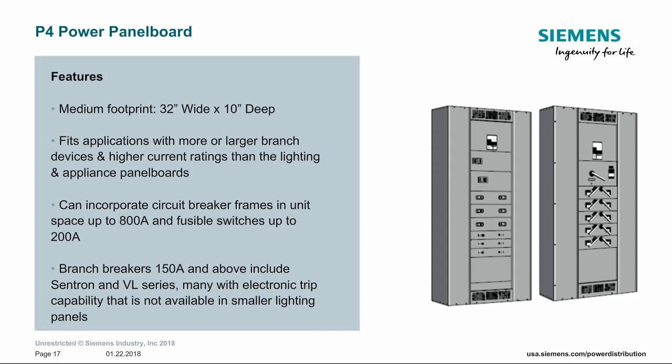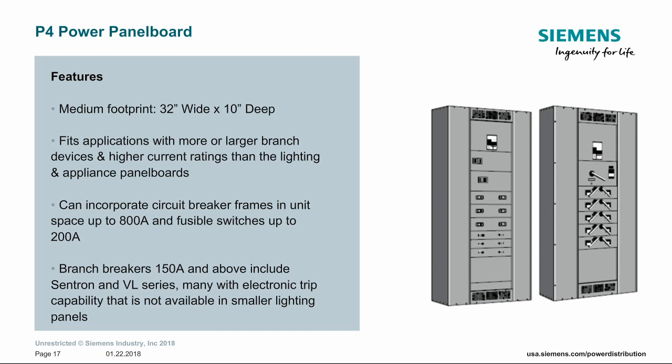Now let's move on to the features of our P4 power panel boards. Here we can start with the footprint. Looking at this, we are a medium footprint panel board now, ranging from 32 inches in width by 10 inches in depth. Here we also are able to fit applications with more or larger branch devices and higher current ratings than any of our lighting and appliance panel boards that we've looked at previously.